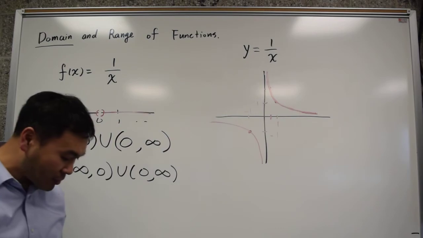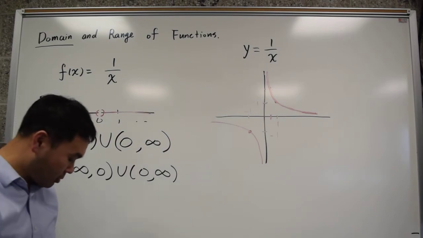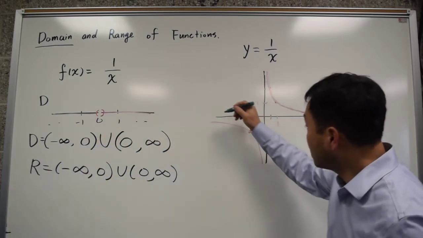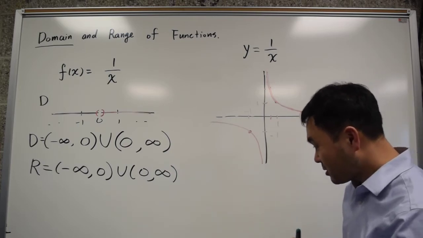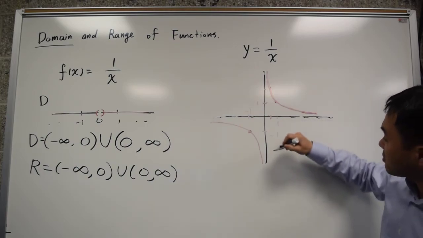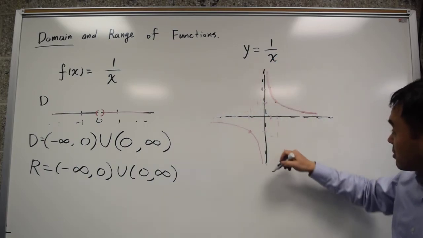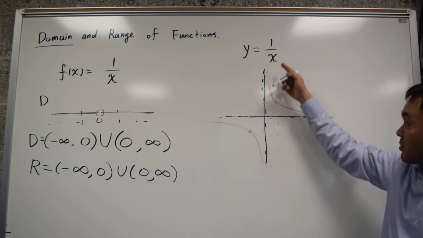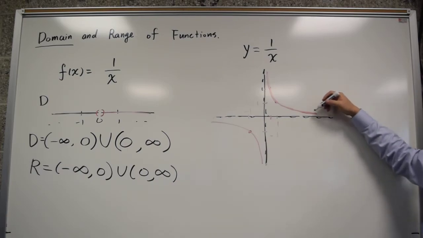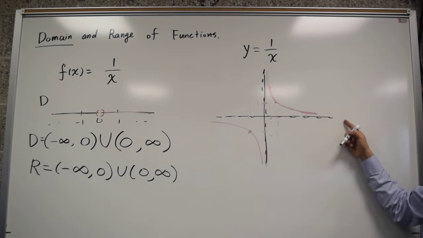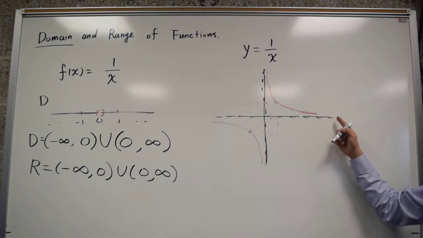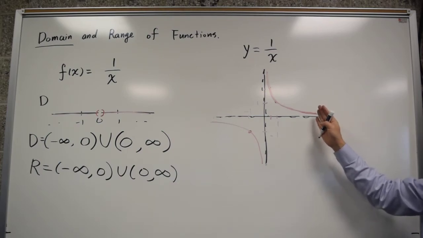Now, along with the graph that you see, there are two more important things about this graph. You have this horizontal asymptote and this vertical asymptote. So the y-axis is the vertical asymptote and the x-axis is the horizontal asymptote. What's an asymptote? An asymptote is like a line that becomes indistinguishable from the graph when you draw it very far from the origin.